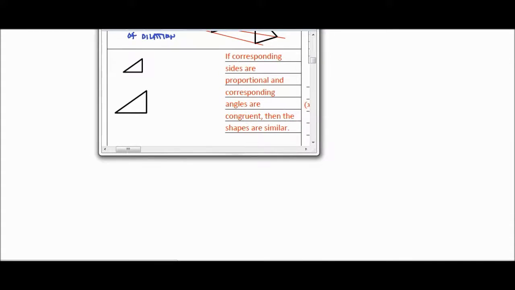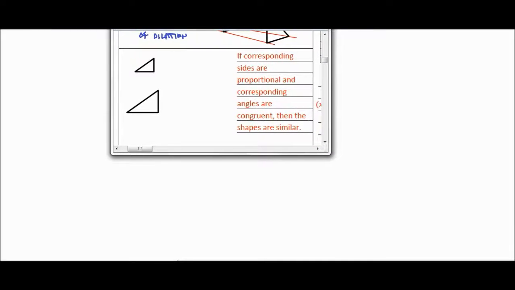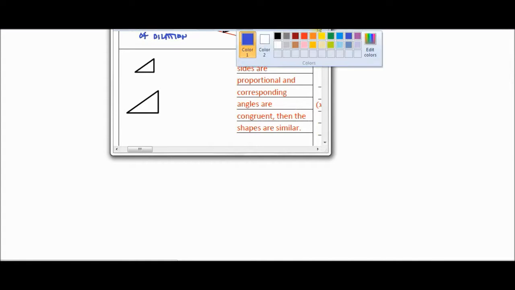There's the first method. Next method. If the corresponding sides are proportional and the corresponding angles are congruent, then the shapes are similar. We covered that under dilation properties. If you've got a dilation, that means you have similar shapes. And in a dilation, corresponding sides are proportional and corresponding angles are congruent.